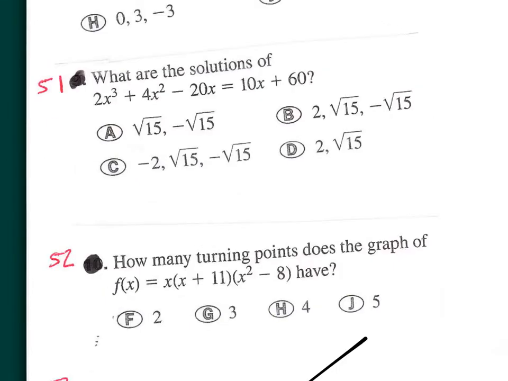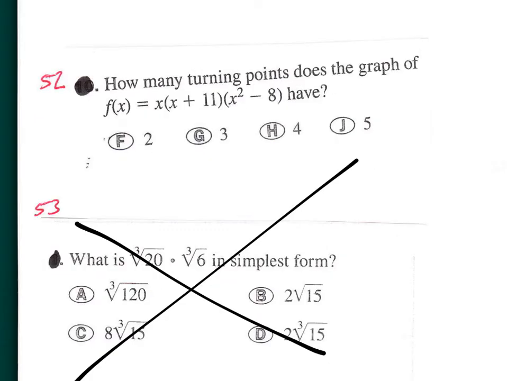Number 51, what are the solutions of 2x cubed plus 4x squared minus 20x equals 10x plus 60? Get all your like terms together. Get them all on one side, set equal to 0, and then factor things out. And then set each of those equal to 0. Remember when you're factoring, if there's a GCF, pull that out first.